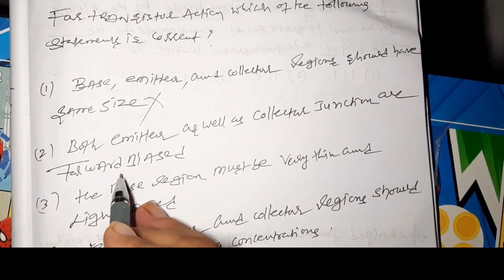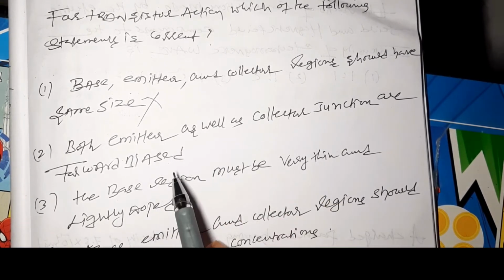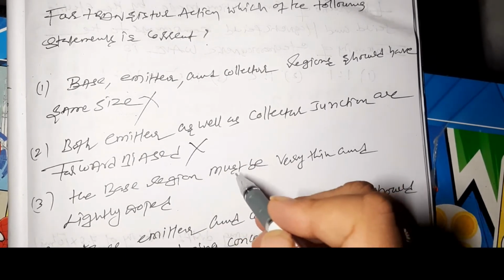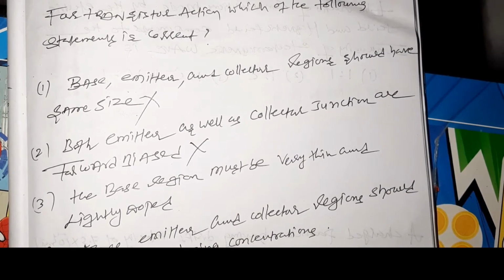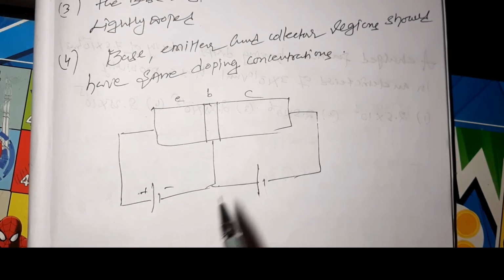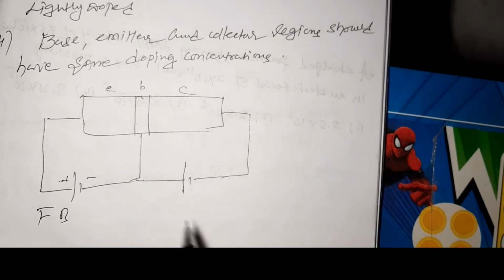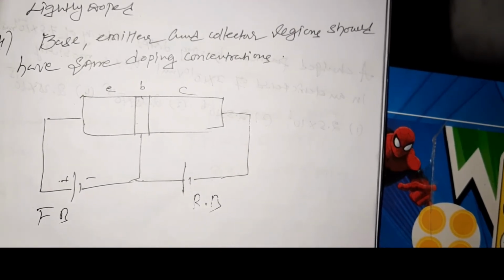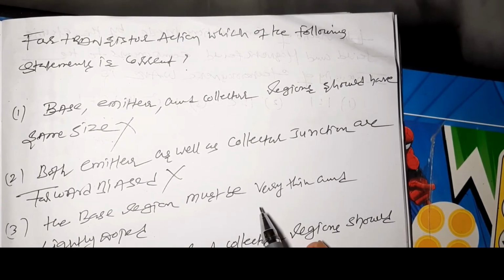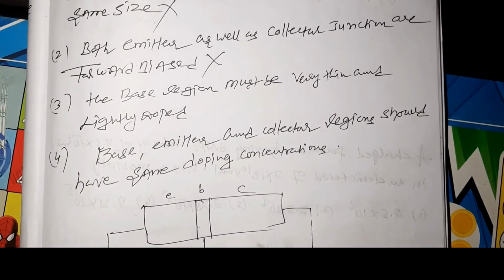Number 2, both emitter as well as collector junction are forward biased. This is also wrong. Here the emitter base junction is connected in forward bias and the collector base junction is connected in reverse bias. In any transistor, the base region must be very thin and lightly doped. Yes, it is correct.